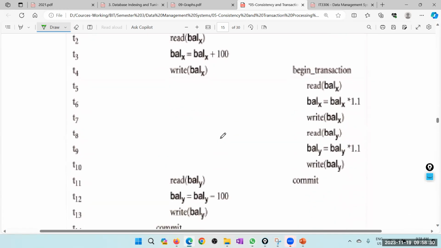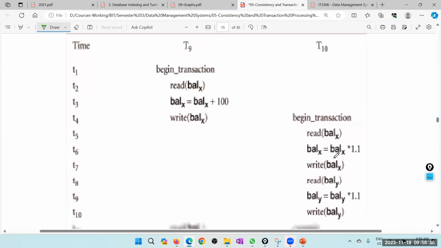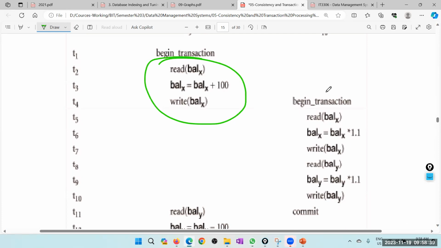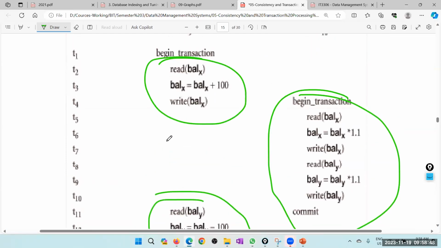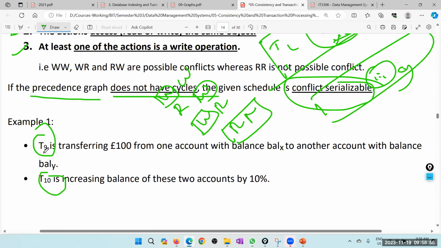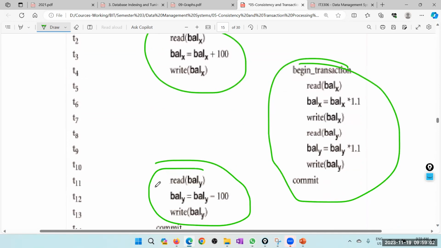Right. So let's assume that this is how it is done. This is not a serial schedule. Why? Part of the first transaction happened, then the second transaction has happened, and then the rest of the first transaction has happened. So therefore, this is not a serial schedule. Serial schedule means after the first, the second, or after the second, the first. For T9 and then T10, or T10 and then T9. So you can clearly see this is not a serial schedule. Okay. So therefore, straight away you can't say this is valid, because this is not a serial schedule.